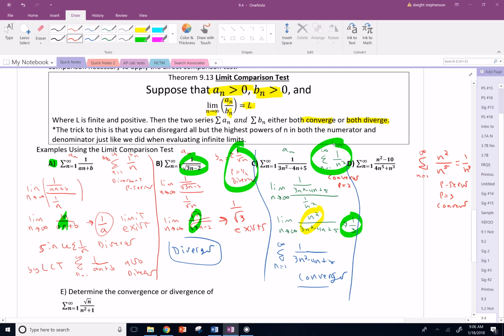So now we're going to do our limit comparison test, which is the limit as n goes to infinity of (n squared minus 10) over (4n to the 5th plus n to the 3rd) divided by, let's go ahead and use this one, I think it's going to be easier, 1 over n to the 3rd, which is going to give us n to the 3rd times (n squared minus 10) over (4n to the 5th plus n to the 3rd), and we're still taking the limit as n goes to infinity.